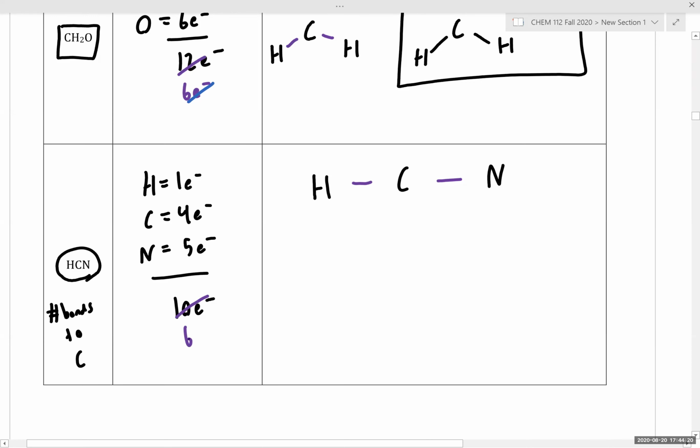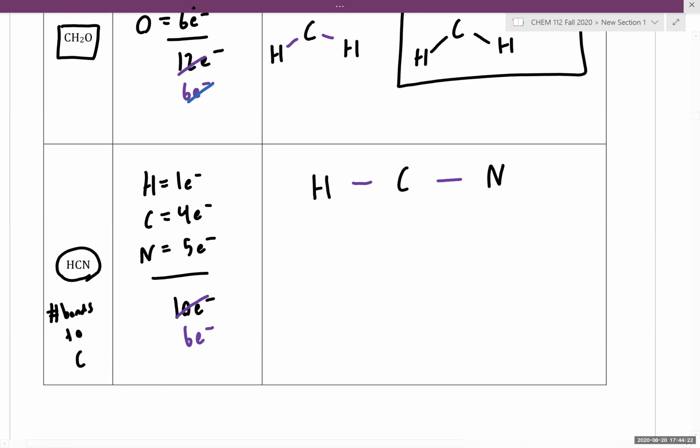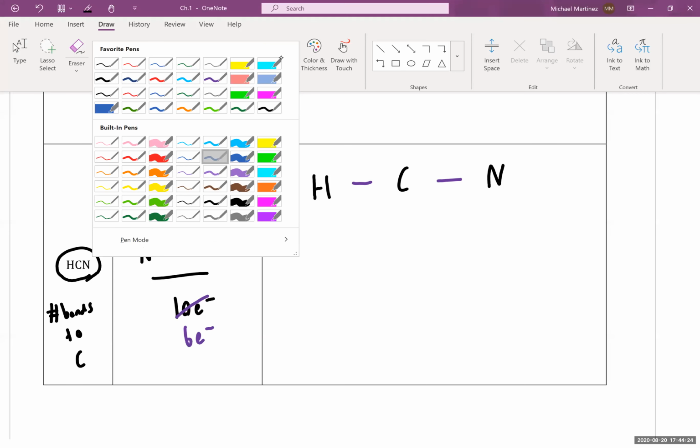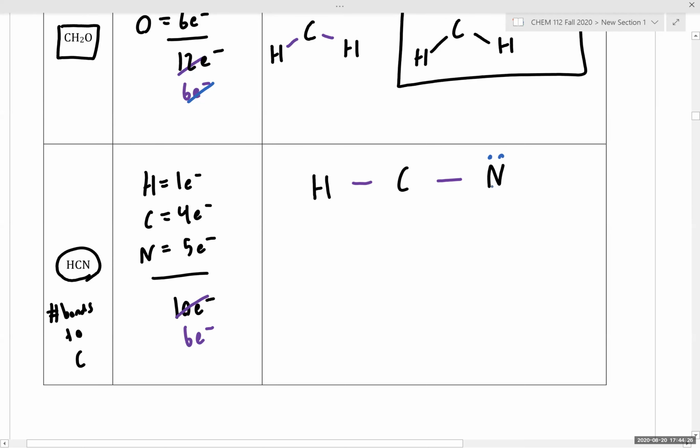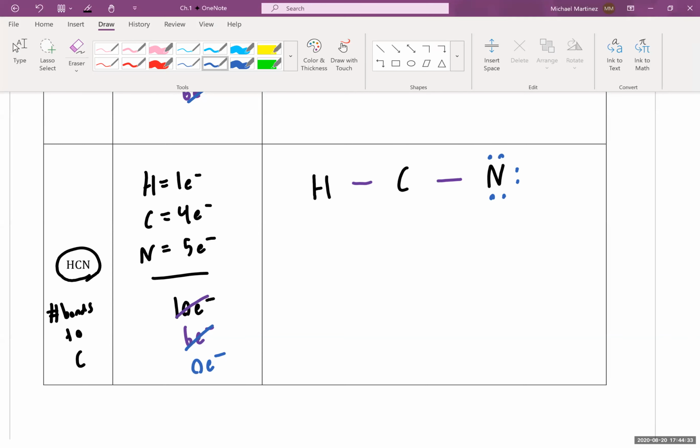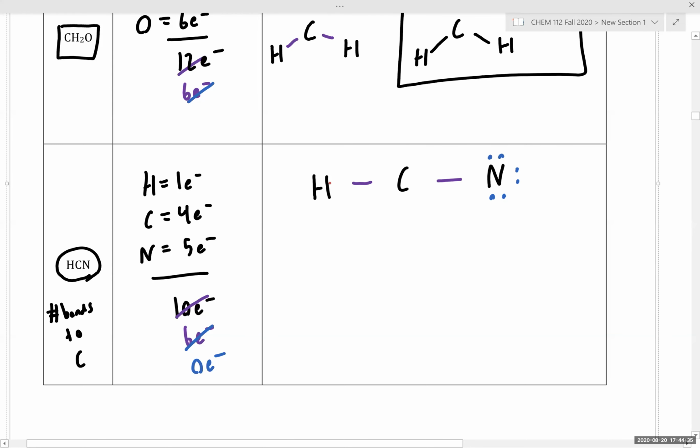That in turn gives us 6 electrons remaining. And our remaining 6 electrons go to fulfill the octet of nitrogen. We now have 0 electrons remaining. However, does carbon have a complete octet? Does carbon have a complete octet? No. So we're going to convert one of our lone pairs into a double bond.